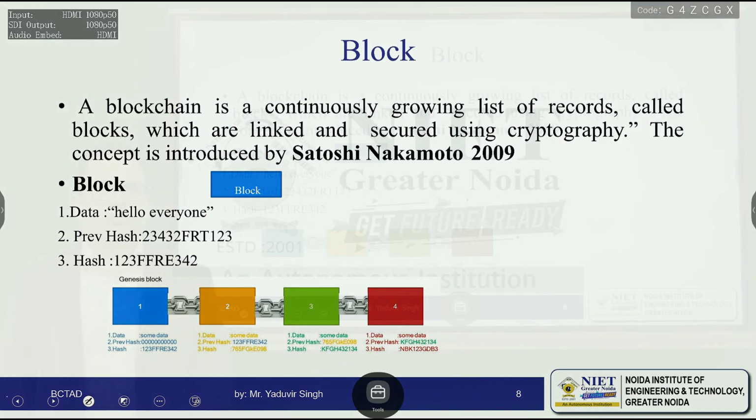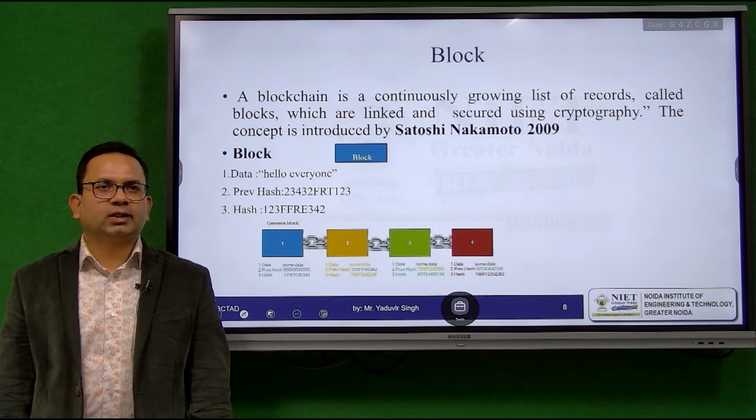I have told you previously that this was given by Satoshi Nakamoto in the year 2008-9. This is a growing list of records which are linked and secured using cryptography. And this is the representation of a block. The first thing is the data, the second thing is the previous hash, and the next thing is the next hash.